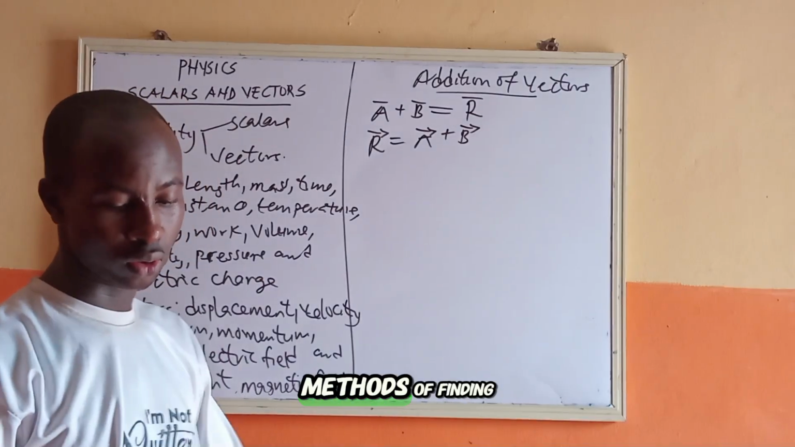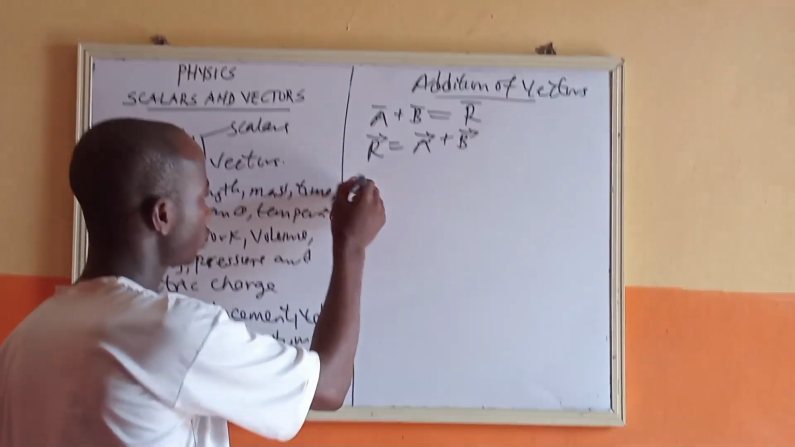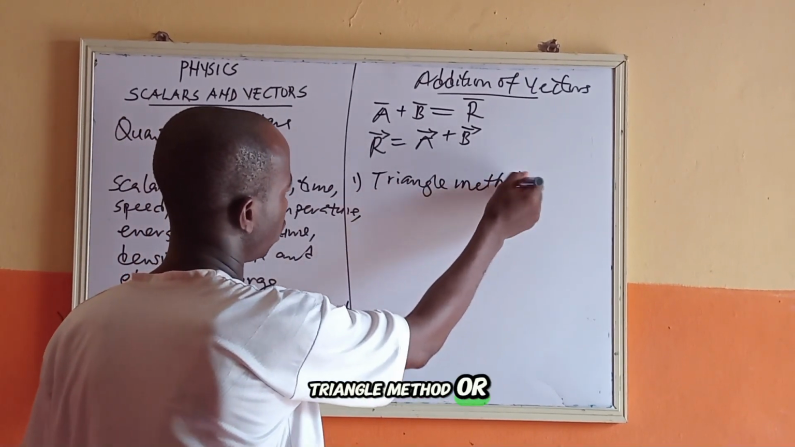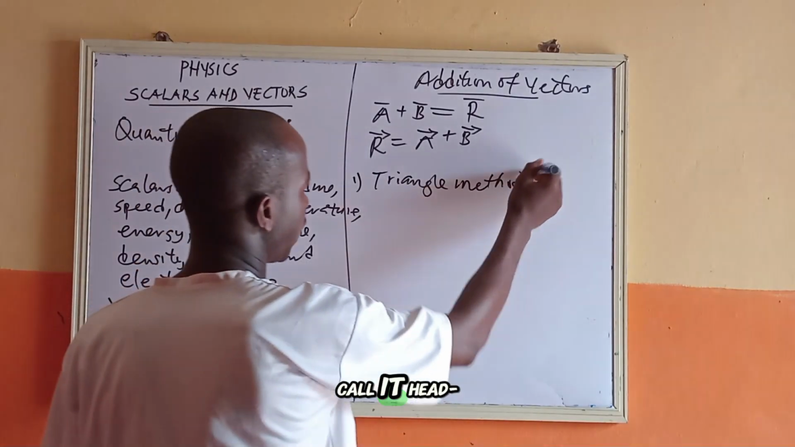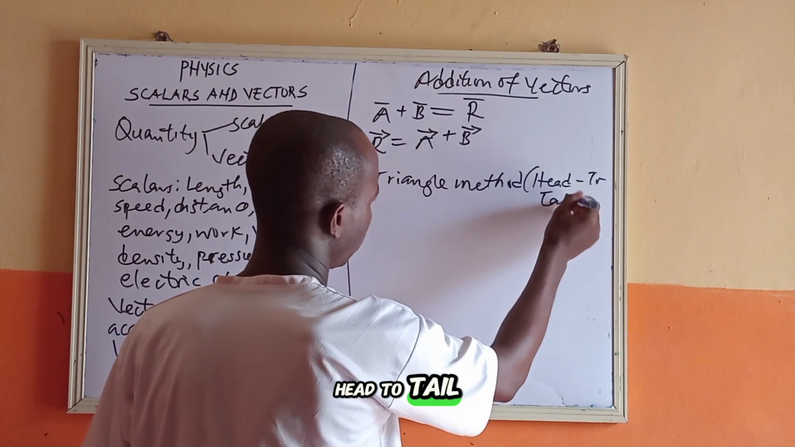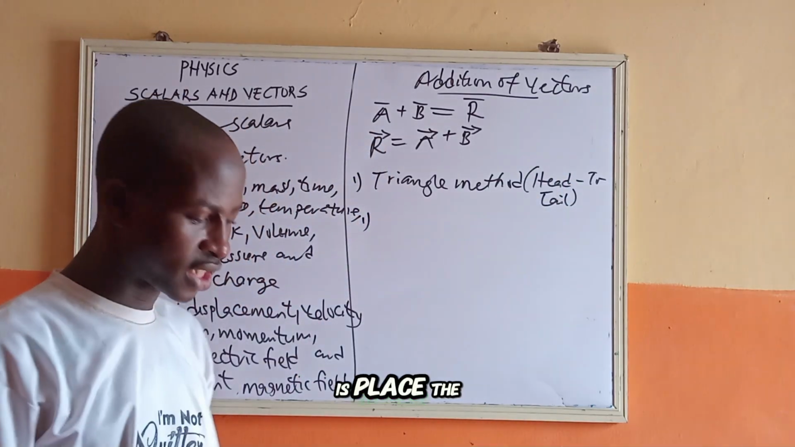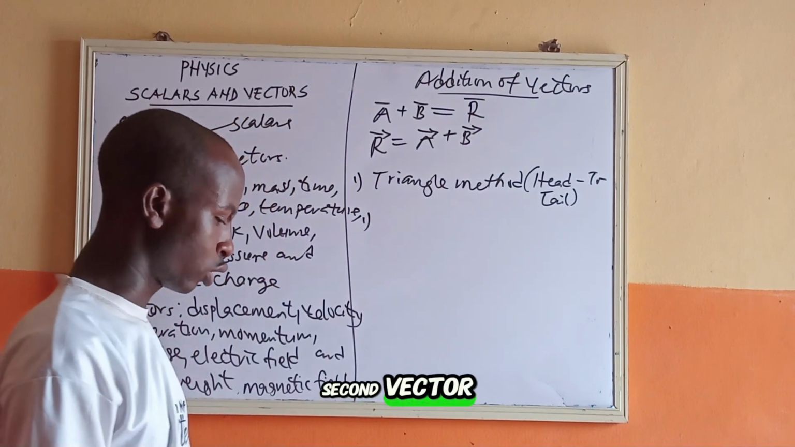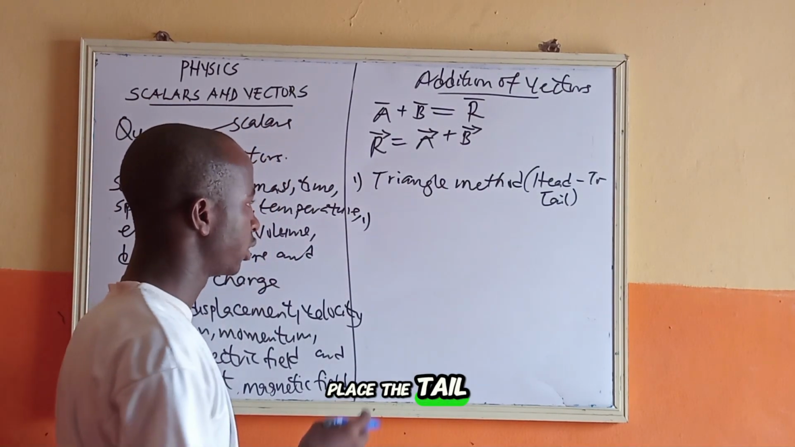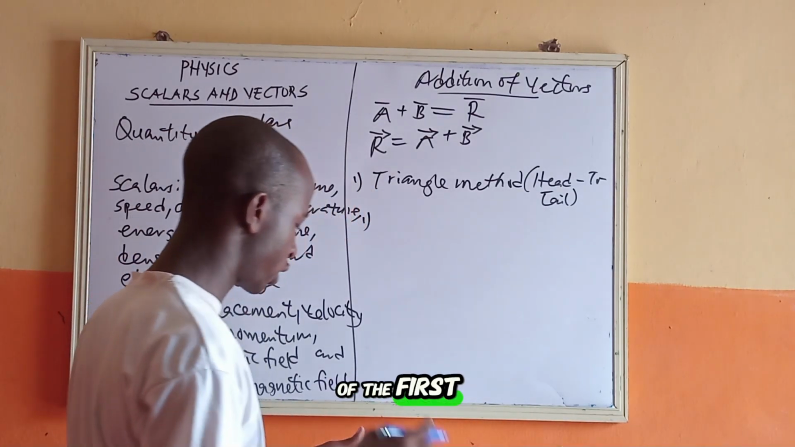So how do we solve addition of vectors? There are different methods of finding vector addition. The first one is the triangle method, or triangular method. We can also call it the head to tail method. So how do we do that? The first thing is to place the tail of the second vector at the head of the first vector.